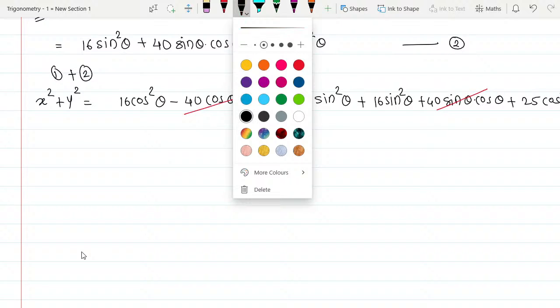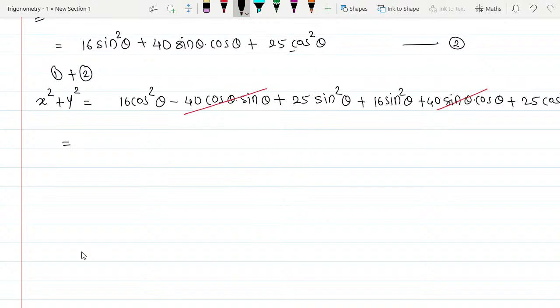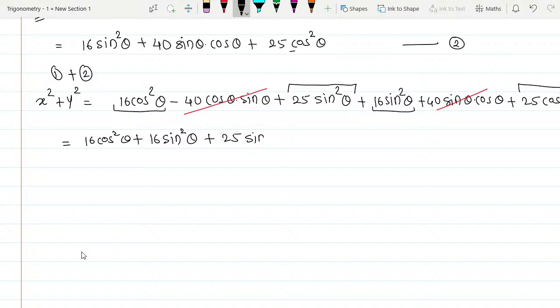So remaining is, let's write down. See here, we have 16 cos square theta and 16 sin square theta. So let's write them: 16 cos square theta plus 16 sin square theta, these two. Then 25 sin square theta and 25 cos square theta. So let's write down 25 sin square theta plus 25 cos square theta. Now if I take 16 common from these two, what I will get? So 16 into cos square theta plus sin square theta.